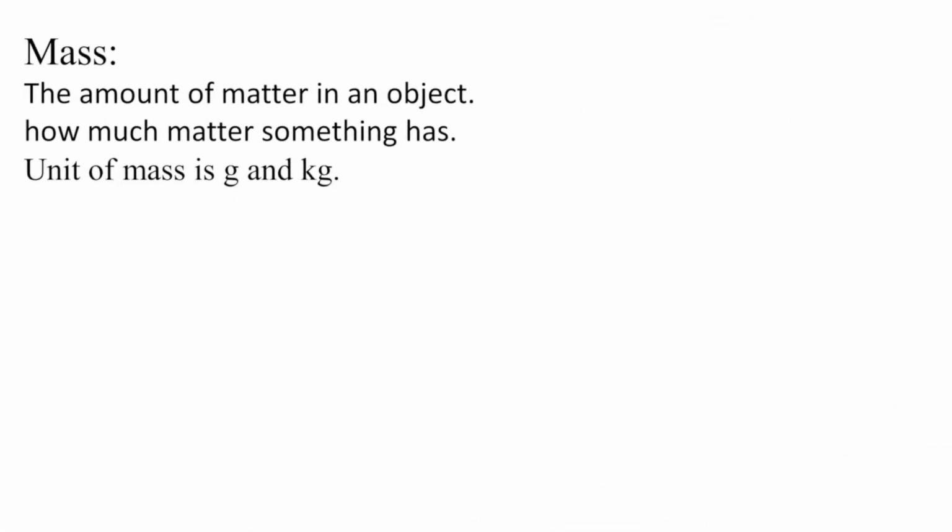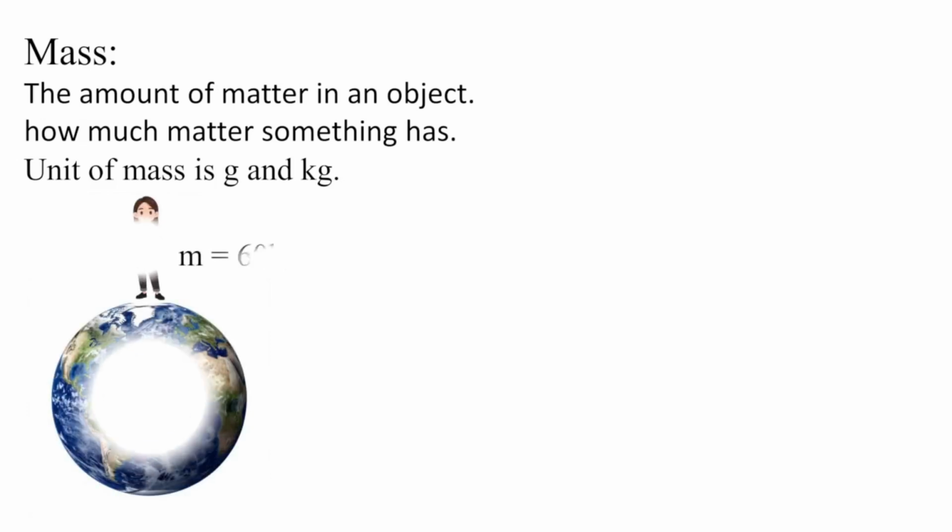We are going to start with the definitions, and the first definition that we are going to learn is the definition of mass. We can define mass as the amount of matter in an object, or how much matter something has. In other words, we can say that mass totally depends on the number of atoms and molecules, and of course the type of them, and the unit of mass, as you definitely know, is gram and kilogram.